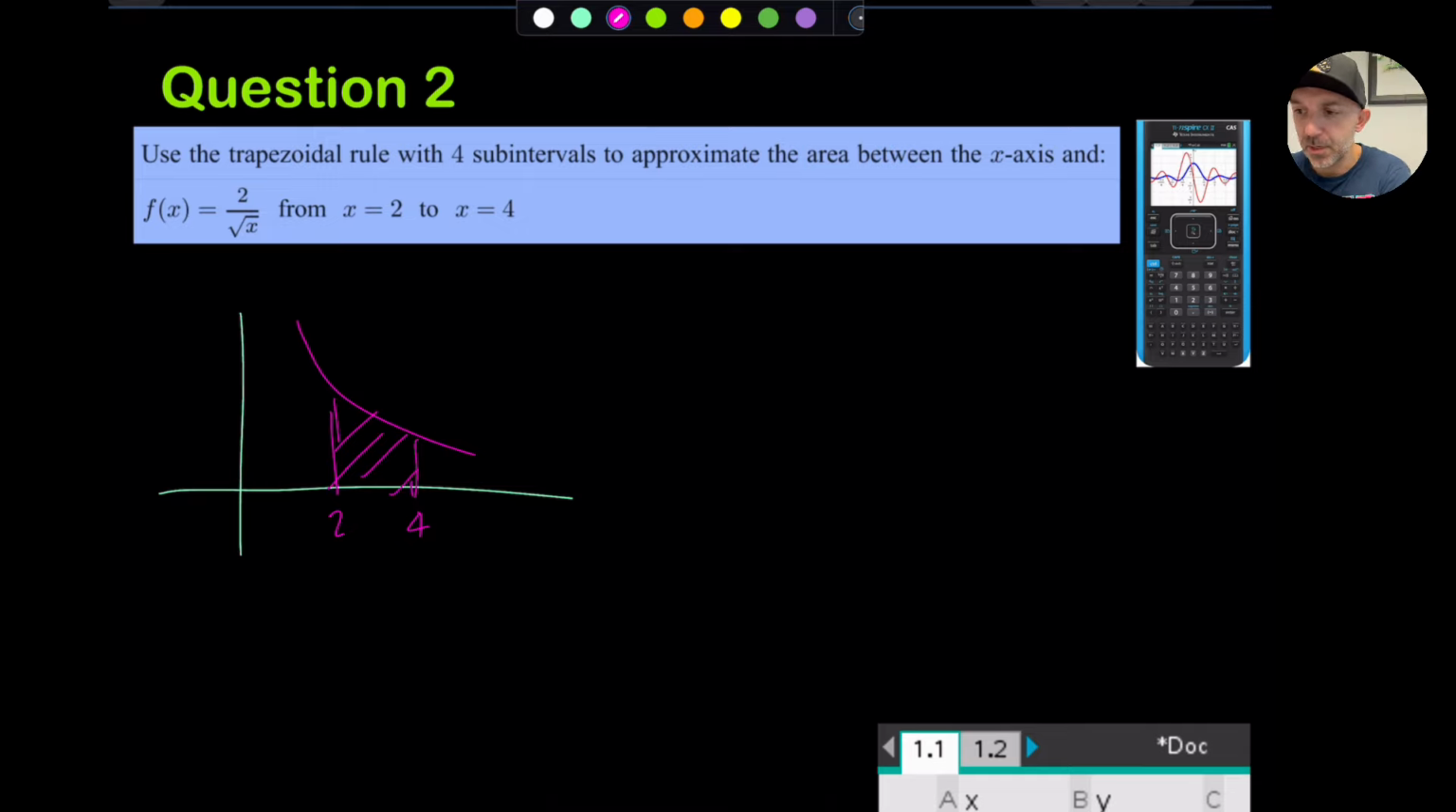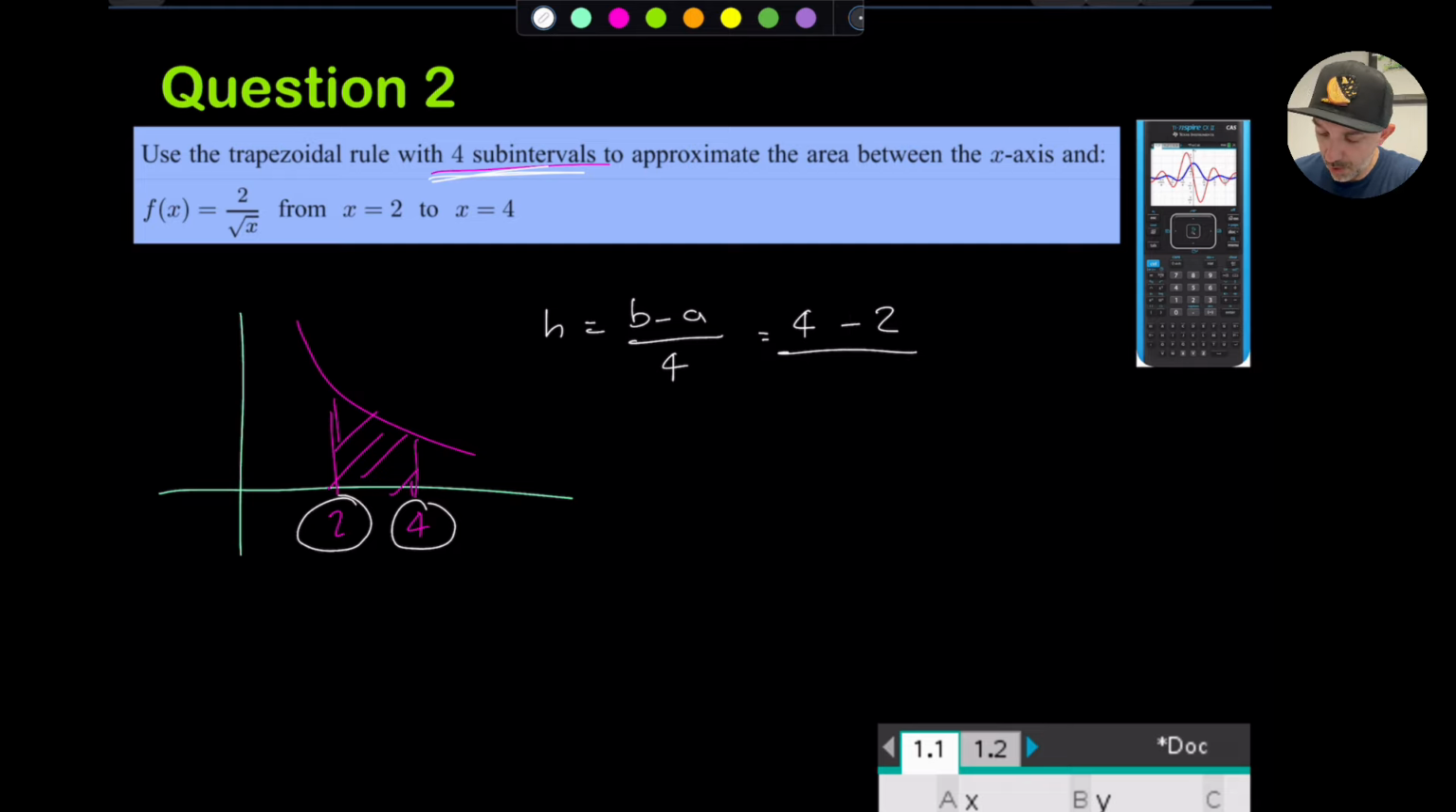So what we're going to do is find the height. Now, some of you probably can do this in your head, but I'm going to go through the more thorough process, which is height is equal to b minus a over the number of subintervals, which is 4. So we can see the upper bound in this question is 4. So we've got 4 minus the lower bound, which is 2, over the number of subintervals that we want, which is 4. So that is 2 over 4, which is the same as a half.